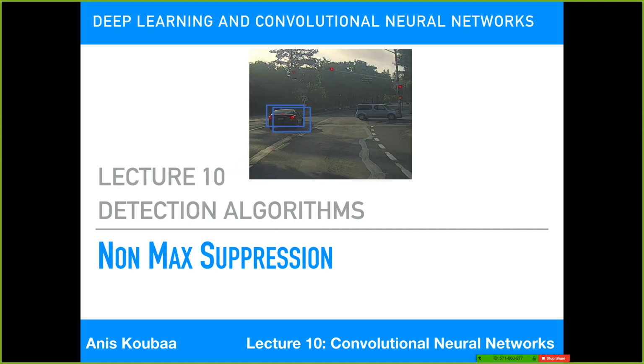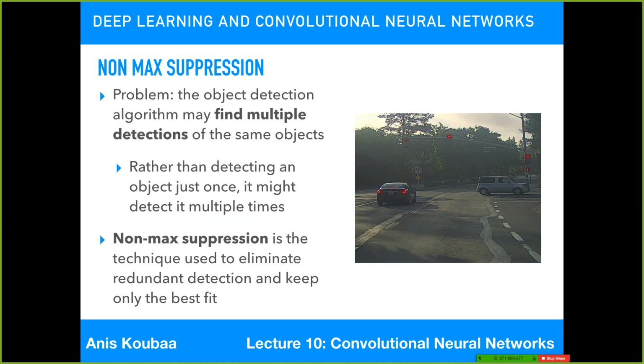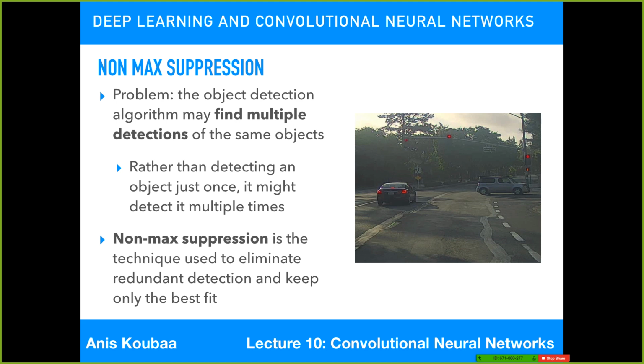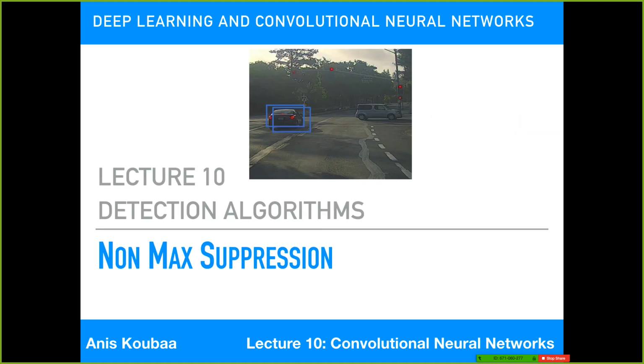So now we have another problem, that is when you run the object detection algorithm, it's possible and very likely that you are going to detect several bounding boxes for the same object, like you can see here in this picture. The problem is that the object detection algorithm may find multiple detections of the same object. Rather than detecting an object just once, it might detect it multiple times. And this is a big problem. Okay, so which one to choose?